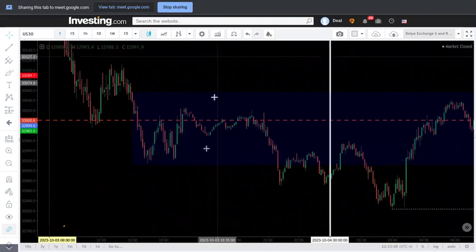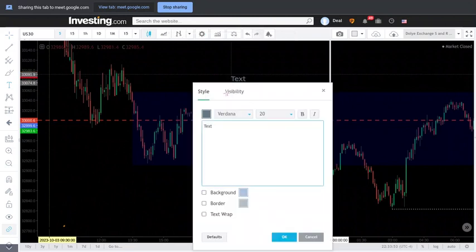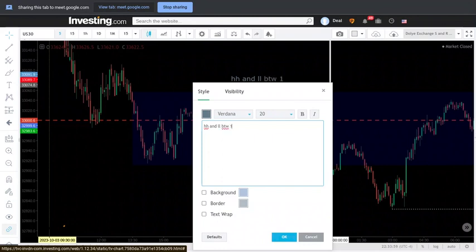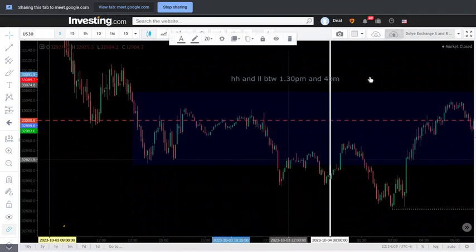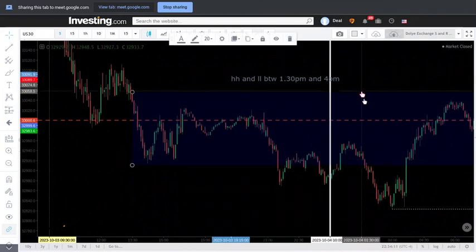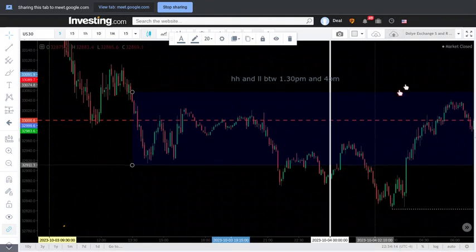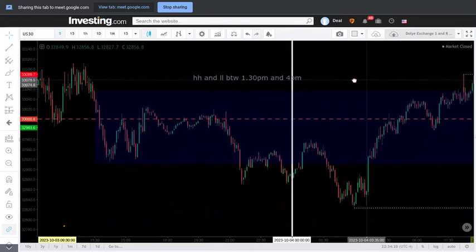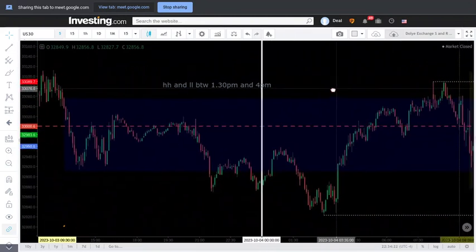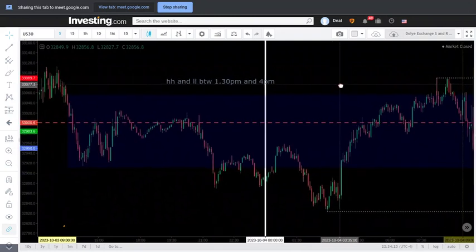Okay, so let me just type this on here. So basically, he said find the highest high and lowest low between 1:30 p.m. and 4 p.m. Now, the reason why he said do this is he said the following day, the algorithm is going to seek liquidity above and below this box right here. But it's going to do that around 9:30. So this strategy works from 9:30 in the morning. So now I'm scrolling over to the next day, right? Okay, so watch this.